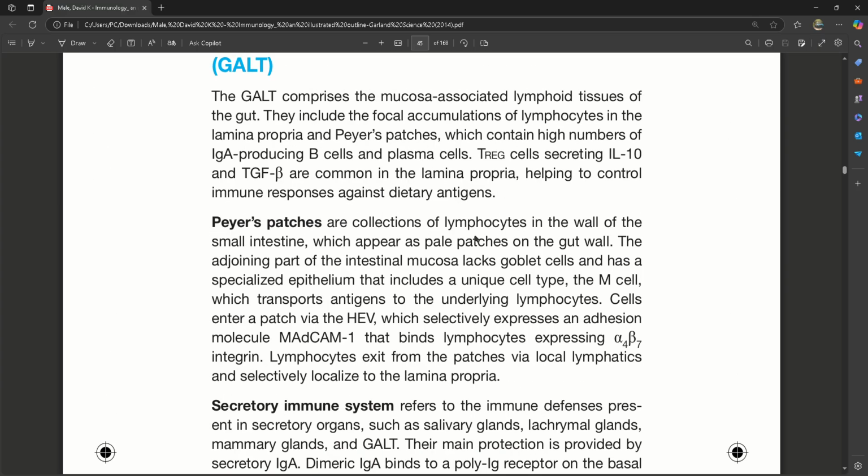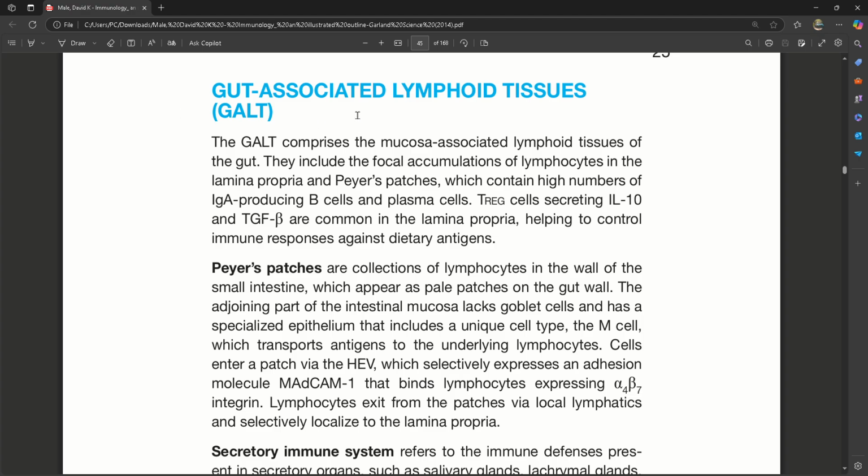So, GALT comprises the mucosa associated lymphoid tissues of the gut. They include the focal accumulations of lymphocytes in the lamina propria and Peyer's patches, which contain high numbers of IgA producing B cells and plasma cells. T regulatory cells secreting IL-10 and TGF-beta are common in the lamina propria, helping to control immune response against dietary antigens.